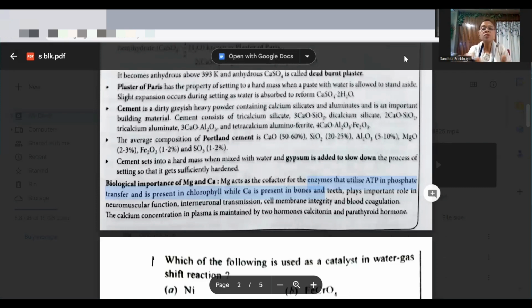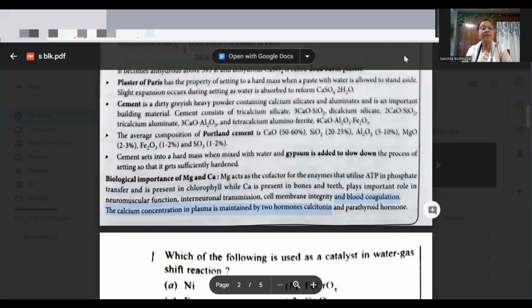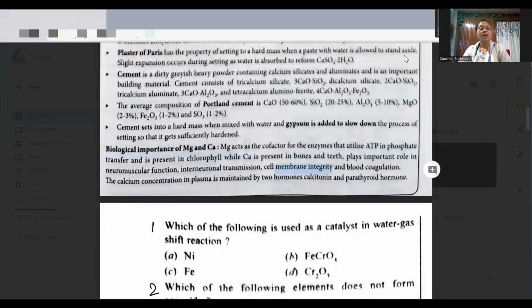So the average composition of cement, Portland cement, if you are speaking of, it contains calcium oxide 50 to 60%, silicon oxide 20 to 25%, Al2O3 5 to 10%, magnesium oxide 2 to 3%, Fe2O3 1 to 2%, and the rest is sulfur trioxide, which is 1 to 2%. Once again, we can repeat this, that cement sets into a hard mass when mixed with water, and gypsum is added to slow down the process of setting so that it gets sufficiently hardened. Otherwise, what happens? It's brittle. So that's why it should harden very slowly.